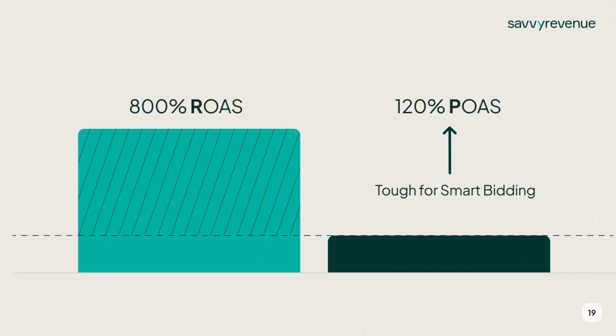The second thing is that very low margin businesses might have so little data that it becomes really hard to work with smart bidding. So if you consistently run at 120% profit on ad spend or POAS or ROAS target, changing from 120 to 115 or 110, it's basically cutting your profit in half. But it's such a small change for Google Ads, going from 120% to 110%. So it can really be tough to work with smart bidding at that level.